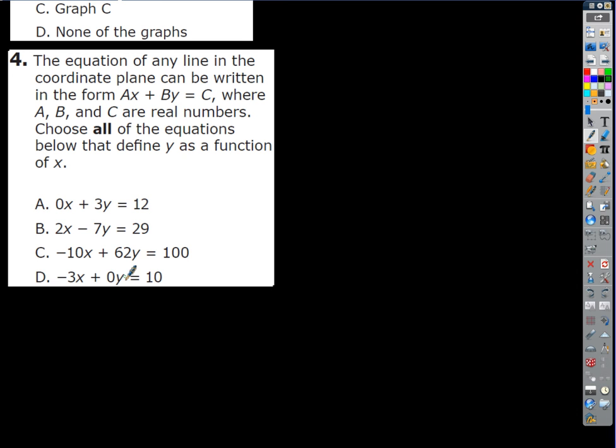Because in this case, I can't define y as a function of x because 0 times y goes away, right? That term goes away, and I end up with the equation negative 3x equals 10. Well, where's my y? I can't define y as a function of x if there's no y, and there's a reason for that. If I solve this for x, look what happens. I get x equals negative 10 thirds, right? What does the graph of x equals negative 10 thirds look like?